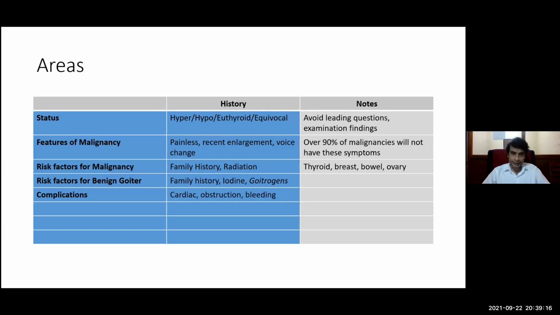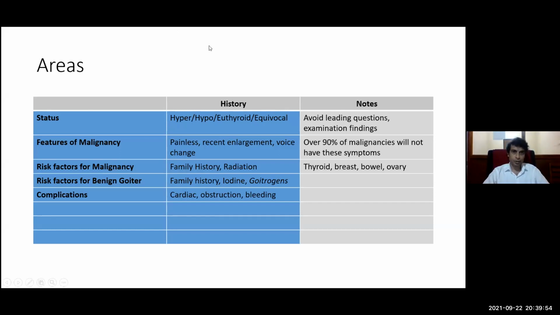Now, if a gland enlarges, you will have complications due to the gland itself. It can cause obstructive symptoms in two ways, any thyroid enlargement. One way is by pressing on the trachea itself. Now, what is more likely to cause obstructive symptoms by pressing on the trachea? Is it a toxic goiter or is it a benign multinodular goiter?